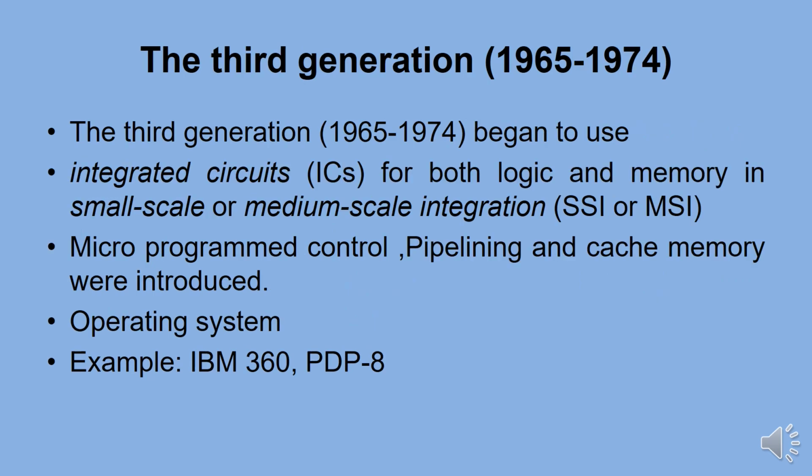Between 1965 to 1974, we had the third generation of computers. It began to use integrated circuits. It was smaller in size, faster and cheaper. Microprogrammed control, pipelining and cache memory were introduced here. It also used operating systems, example IBM 360 and PDP-8.